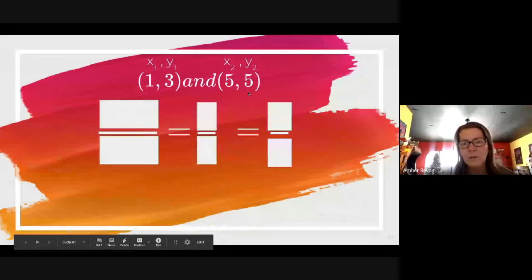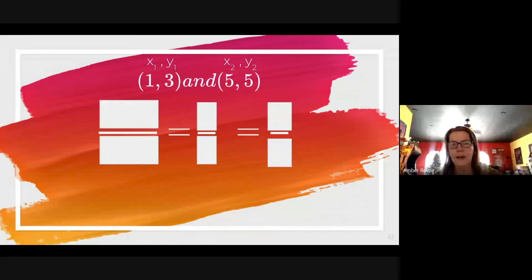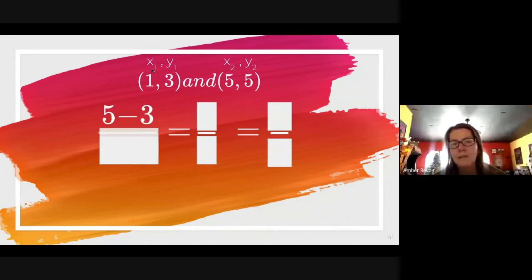So I've already shown you how to determine slope off of a graph. You count your rise over run. When you're not given a graph and you're given 2 points, then you're going to use the slope formula: y2 minus y1 over x2 minus x1. So in this case, we're going to take 5 minus 3 over 5 minus 1.